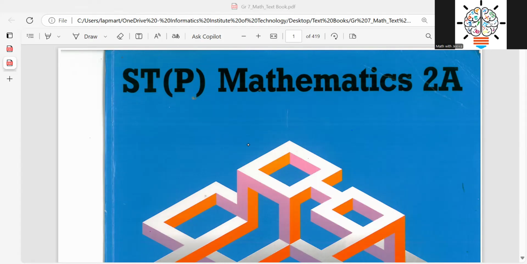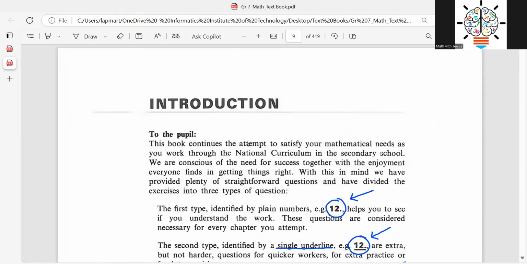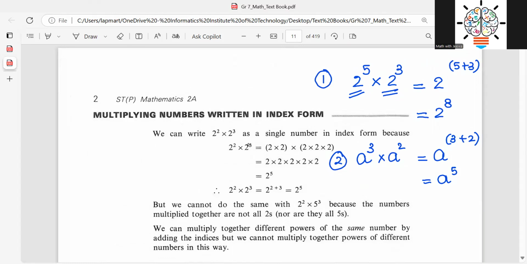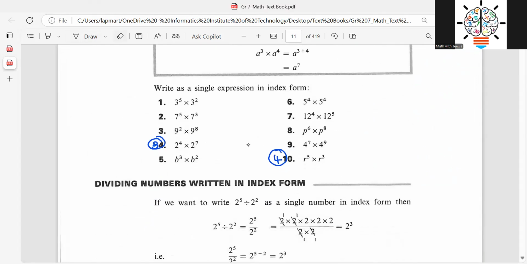First, we want to discuss a few homework sums. After that, we want to discuss the division of numbers which are written in index form. So first, we will go to the homework sums. These are the sums you wanted to do, right?